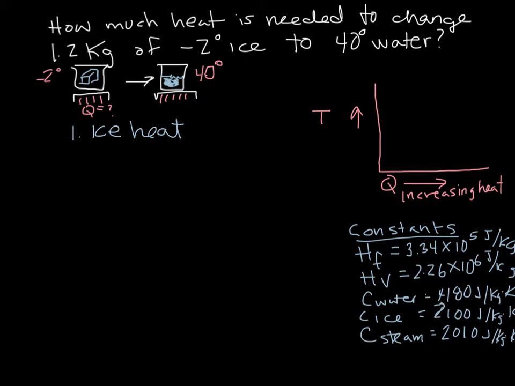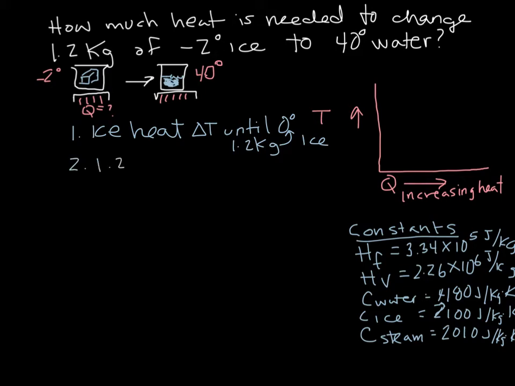So that ice is going to heat, or change temperature, until when? Until it reaches 0 degrees. Because it can't go to 1 degree, because then it's going to be water. So ice will change temperature until you have 1.2 kilograms of 0 degree ice. That's the very first thing that's going to happen.